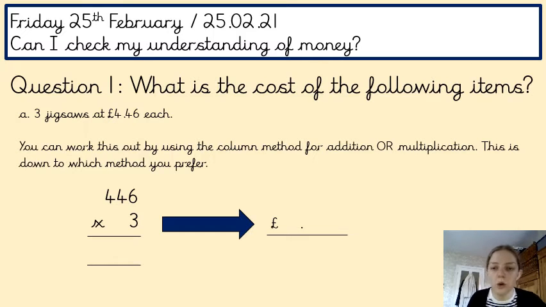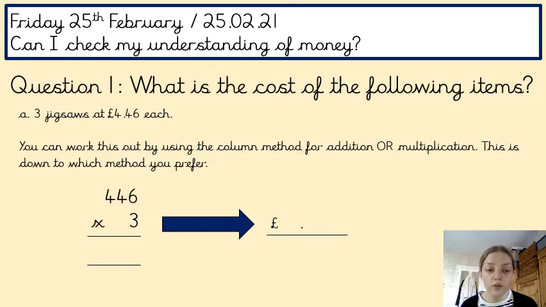Okay, so question 1 is asking you, what is the cost of the following items? So it says 3 jigsaws at £4.46 each. Now you've got several of these questions where you've got the amount and then the price. Now you can work this out by using column method for addition or multiplication. Now if you're doing addition, you would write £4.46 out 3 times. If you're going to use multiplication, you're going to do it as I have done on that slide.